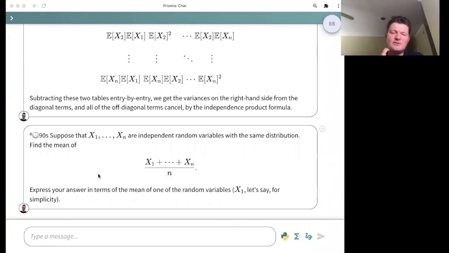So suppose that x1, x2, and so on up to xn are independent random variables that all have the same distribution. Find the mean of the average of those n random variables. And for simplicity, you should express your answer in terms of the mean of one random variable. And customarily, people do this with x1.